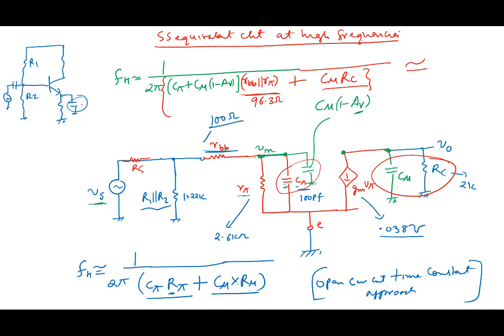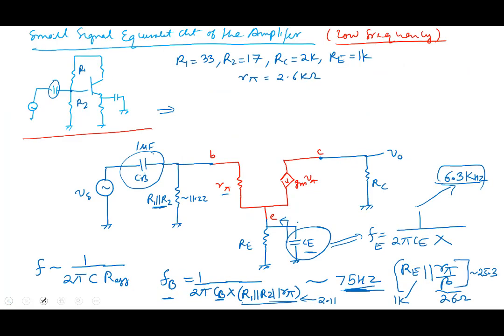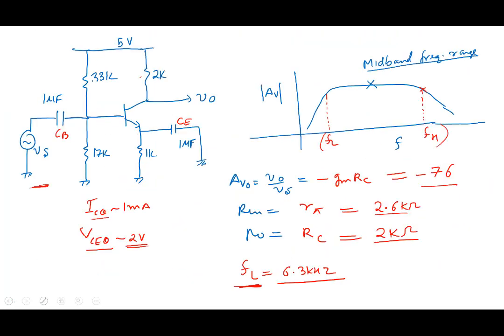Did we get the value of FH or not? 1, 2, 3, 4, 5, 6 megahertz, right? 7.45. 7.45 megahertz. Okay. All right. So if these values are correct, we can go ahead and put here FL.